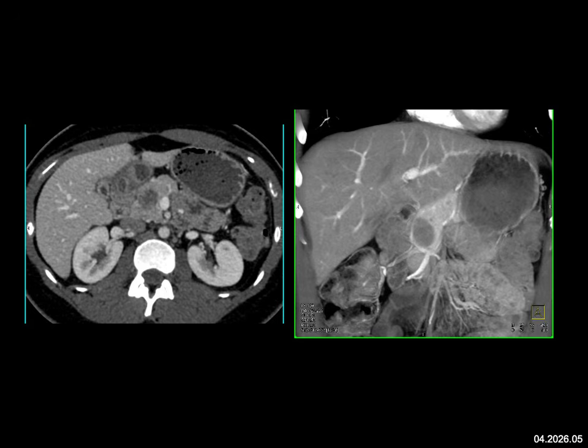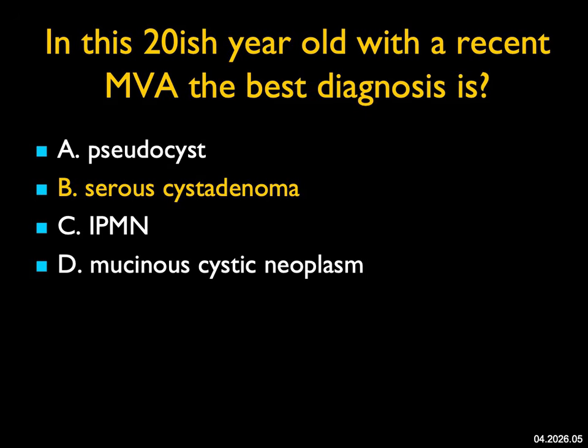This eventually had EUS, and this was a serous cystadenoma. It shows you the spectrum of serous cystadenomas. We think of them as larger, but they can be smaller. They can have calcification. This does not. And so it can be a challenging, as always, diagnosis.